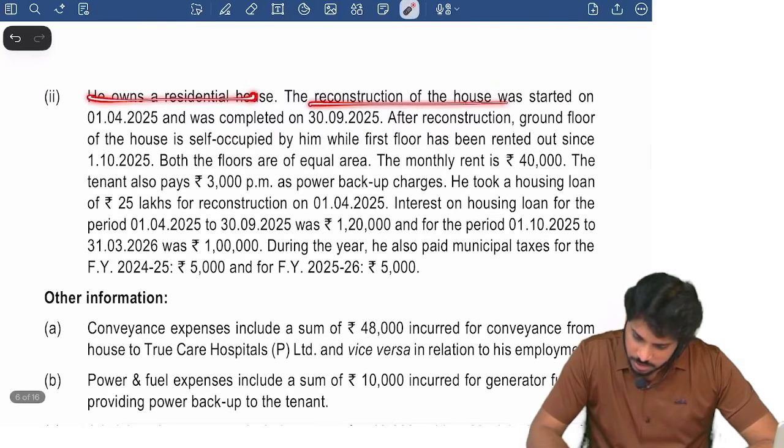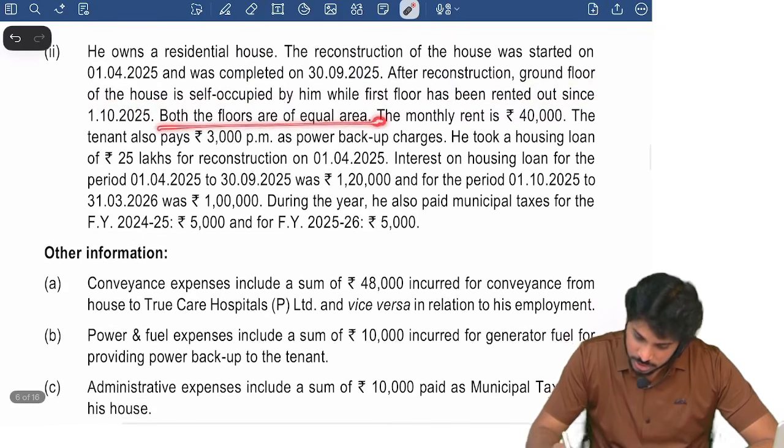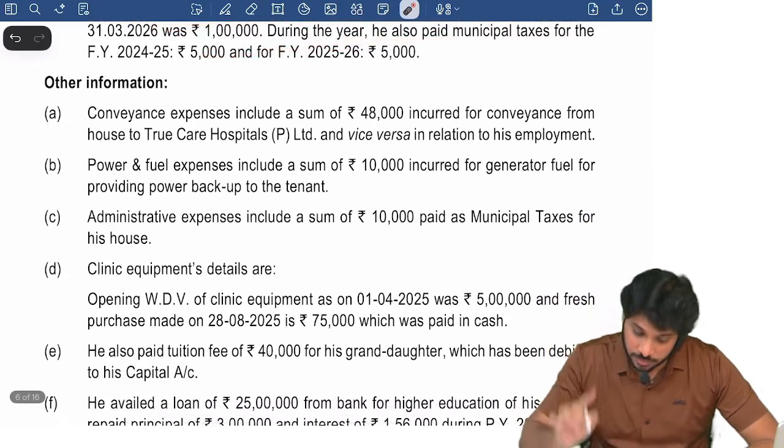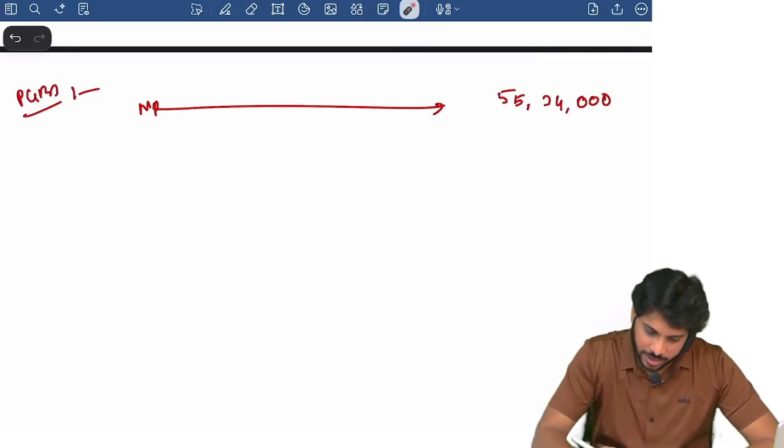He wants a residential house. The reconstruction started and was completed. After reconstruction, the ground floor was self-occupied by him while the first floor was rented out. Both the floors are of equal area. He took the housing loan. So there is no house property which is used for business purpose. Clinic equipment, tuition fee, availed loan, everything. That's it. So therefore, the entire amount.